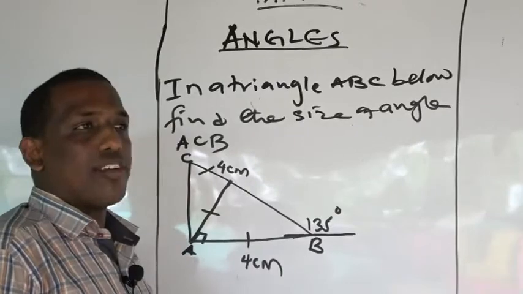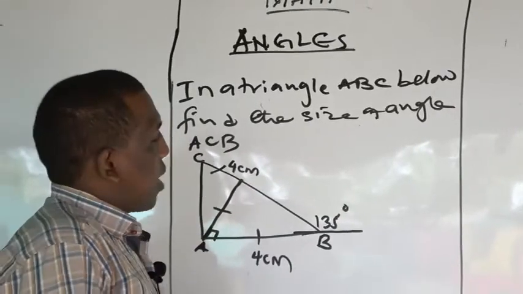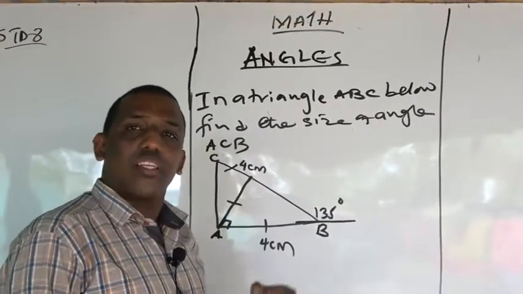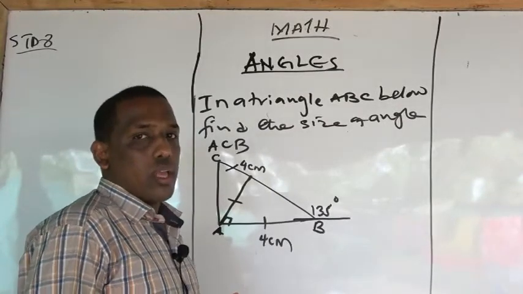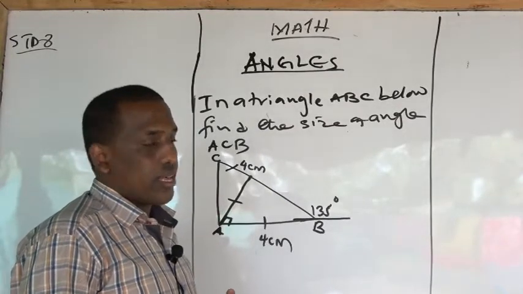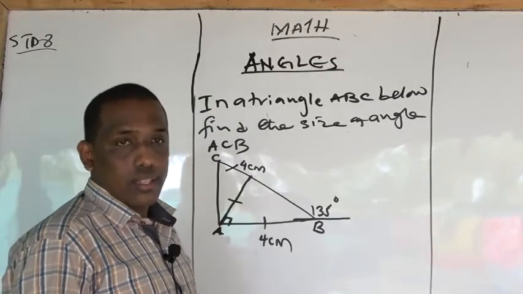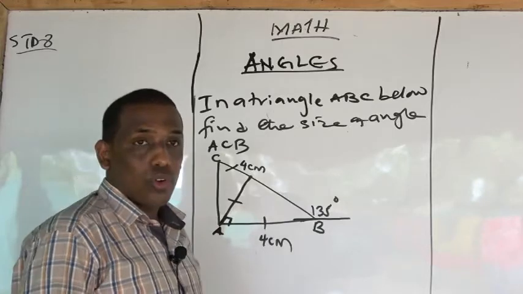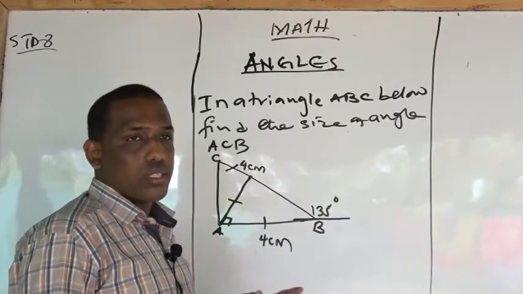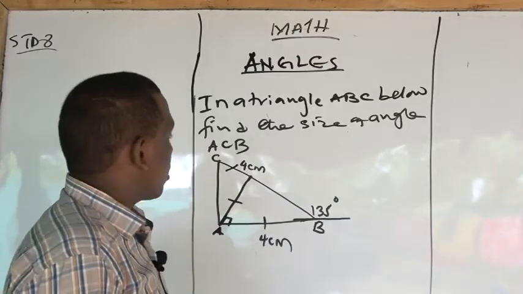So remember, we have different types of triangles. We have isosceles triangle, we have equilateral triangle, and we have scalene triangle. Equilateral triangle, we say all angles are equal, 60, 60, 60 degrees. Each angle is 60 degrees.